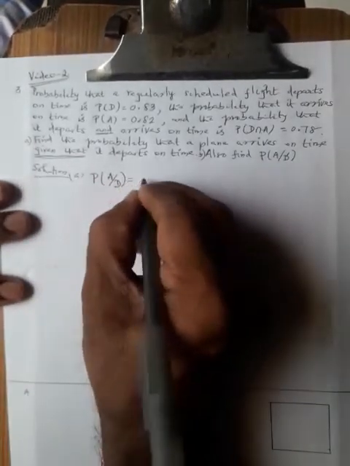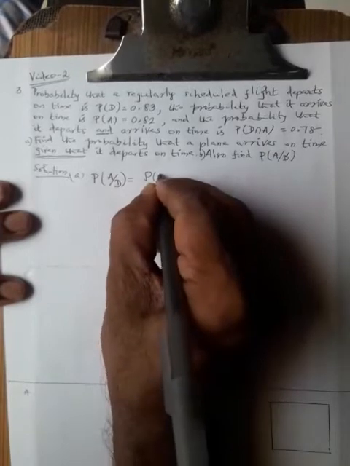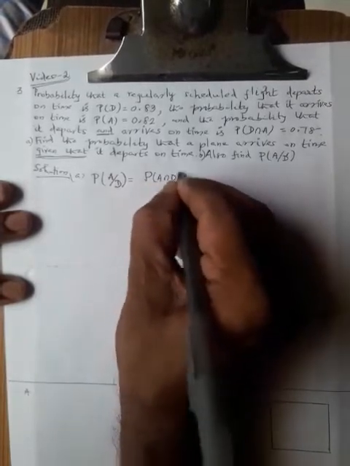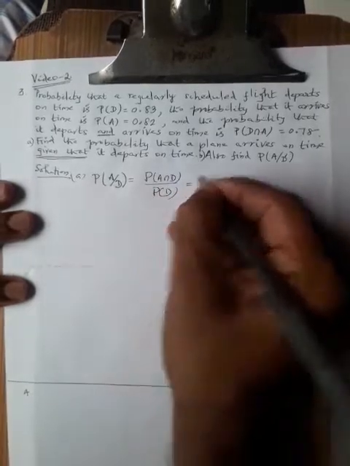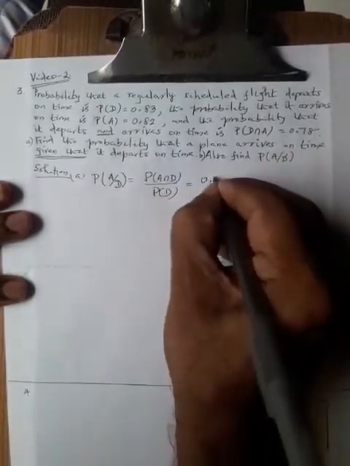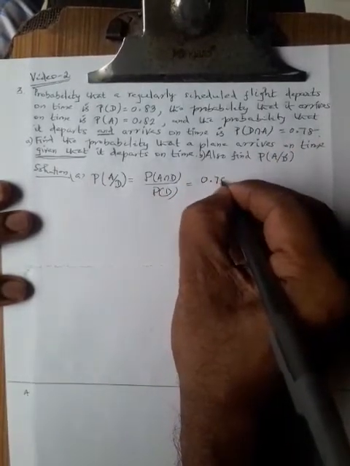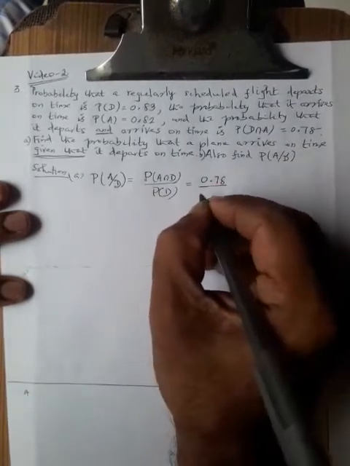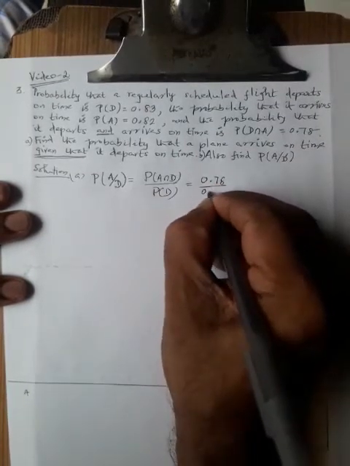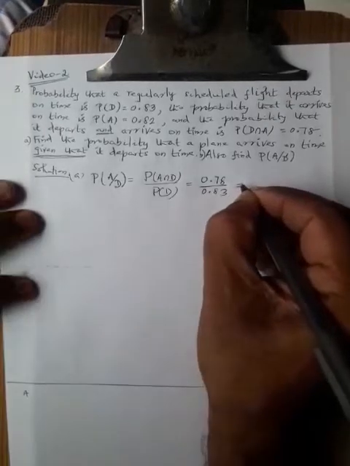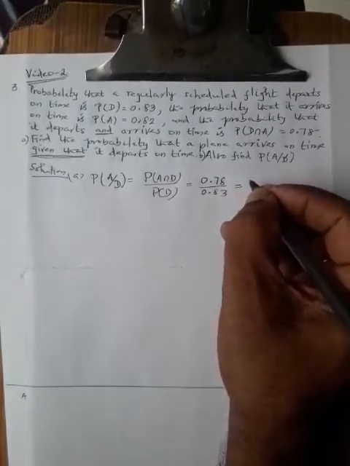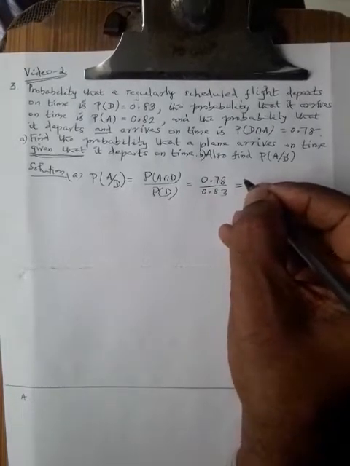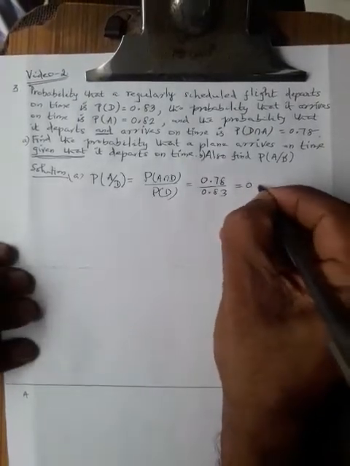So this is conditional probability. P of A given D, we know the formula for conditional probability: P of A intersection D divided by P of D. Both are given. P of A intersection D is given as 0.78 and P of D is given as 0.83. If you use the calculator, you will be getting the answer 0.94.